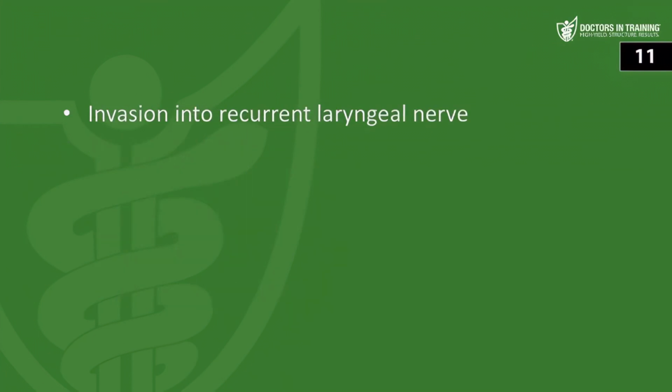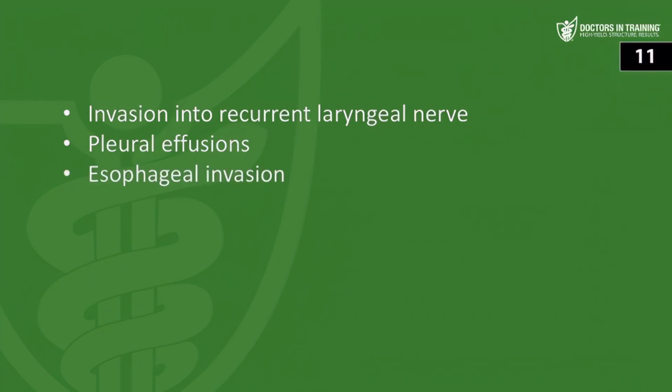Additionally, you can have invasion into the recurrent laryngeal nerve. That can cause a lot of hoarseness. You can get pleural effusions. You can get invasion into the esophagus, so you can have an esophageal invasion and get a lot of dysphagia. And you can even have a laryngeal invasion as well. So all that stuff can come from lung cancer.